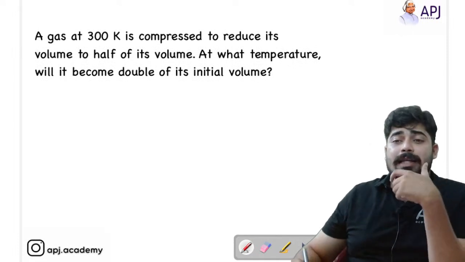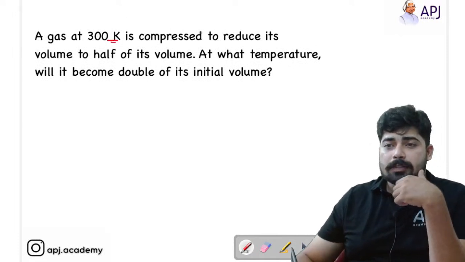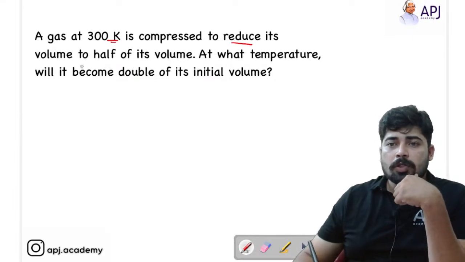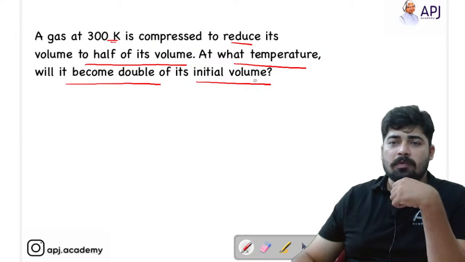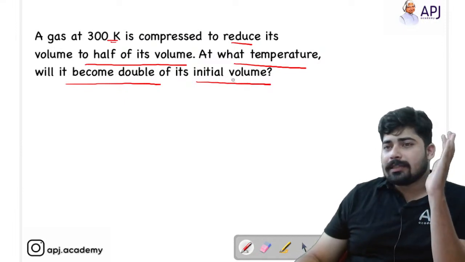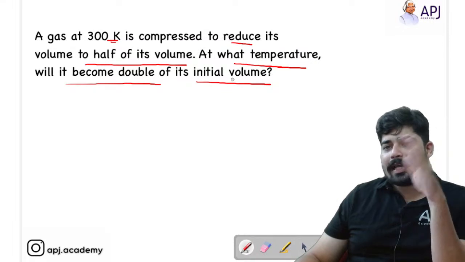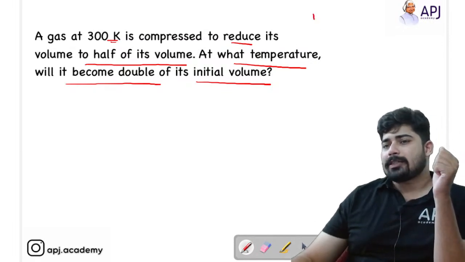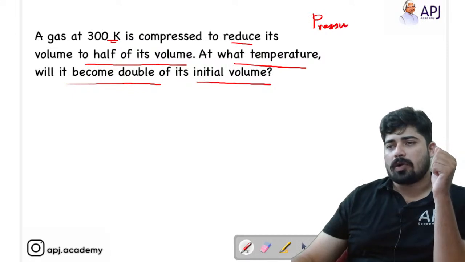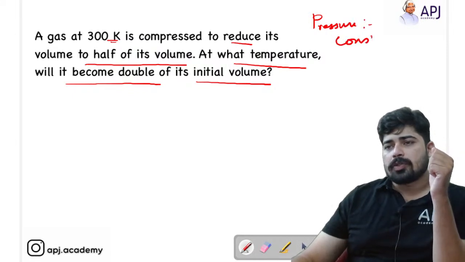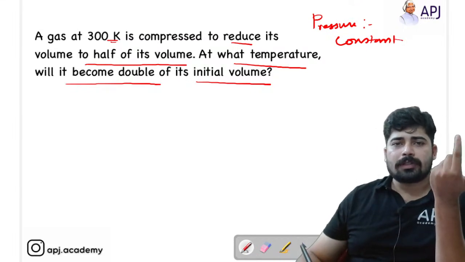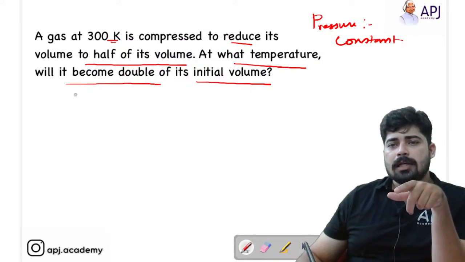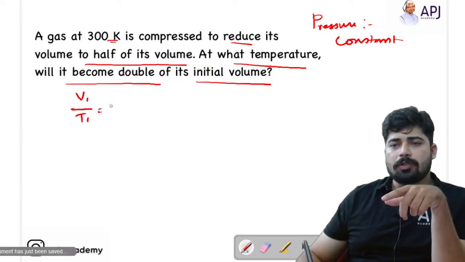A gas at 300 Kelvin is compressed to reduce its volume to half of its volume. At what temperature will it become double of its initial volume? In this question they haven't said anything about pressure. So in such cases you have to consider pressure as constant. So there is a relation between volume and temperature, and we know that volume is directly proportional to temperature, and V1 by T1 is equal to V2 by T2.